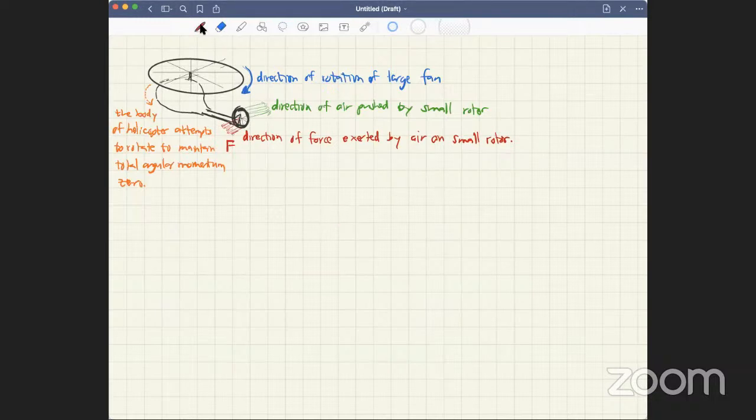Okay, so I'll say direction of force exerted by air on small rotor. The torque created by this force stops the body from rotating.